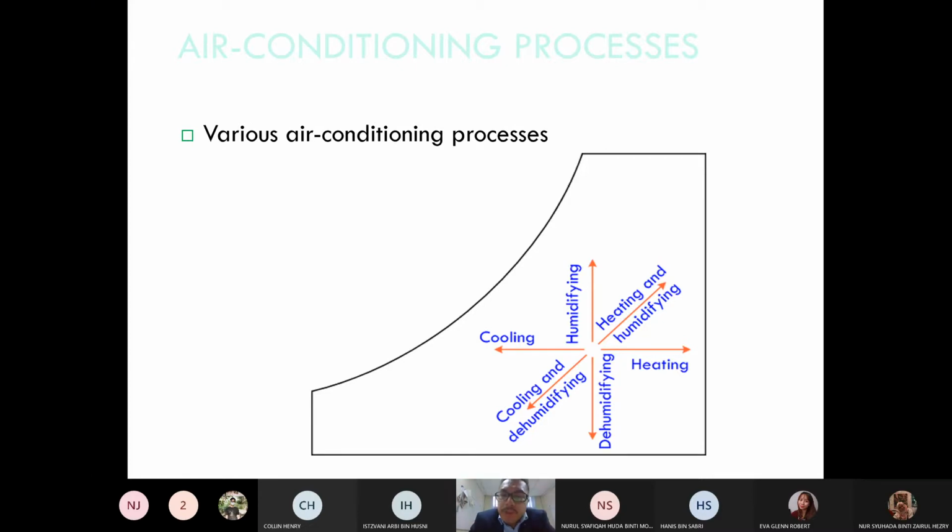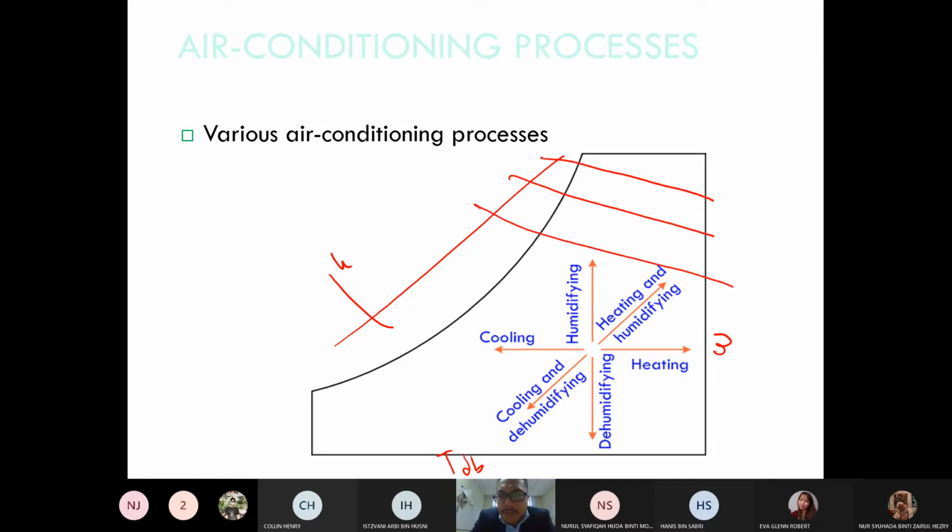Okay, so through this psychrometric chart, if you want to remember easily, what we have here is the specific humidity omega, and at the bottom, this is the dry bulb temperature, and for this side you have the enthalpy, and this line, you can see this is the relative humidity.